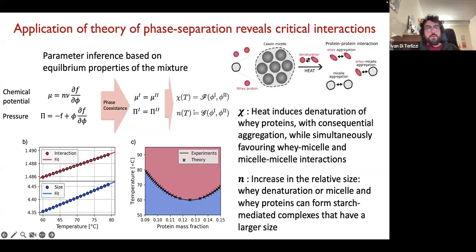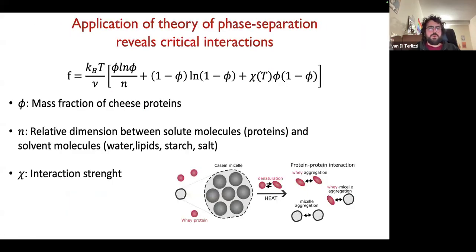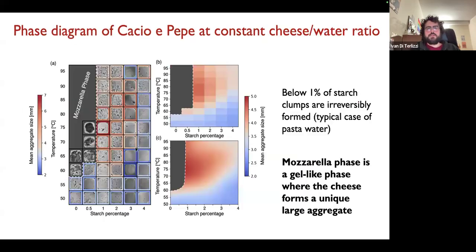So when you put in more components, things can be very difficult. Here you see you have two phases because you have two components. If you have three components, you can have three phases. And this is actually what we believe is the case for this state here. You see we have a phase where everything is quite homogeneous, a phase with partial phase separation, and here we have the mozzarella phase.